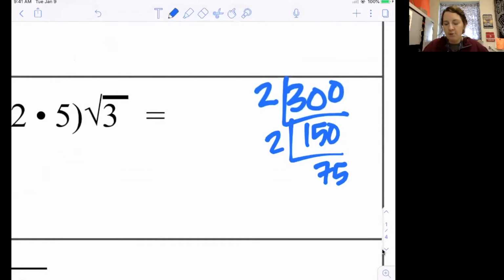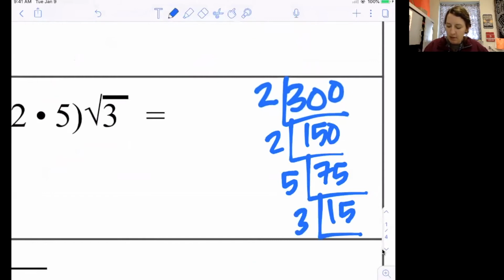Okay, 75 can no longer be divisible by 2, but it is divisible by 5, which is a prime number, and that's 15. And then let's say we divide 15 by 3. 15 divided by 3 is 5. 5 is a prime number, so we're done.